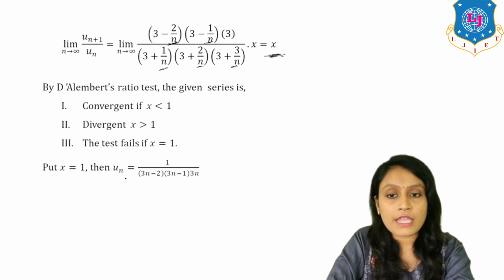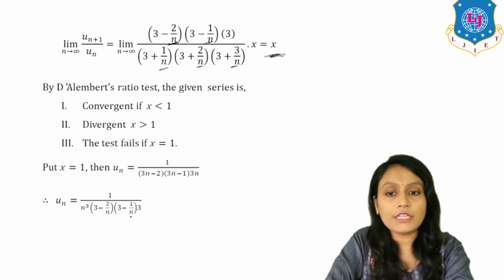Okay, now to check whether this series un is convergent or not, we will apply the limit comparison test. So take n common from the denominator. So here we have n cube, right? And the other terms are (3 minus 2 upon n)(3 minus 1 upon n) into 3. Now consider vn as what? 1 upon n cube. So here we have vn equal to 1 upon n cube.